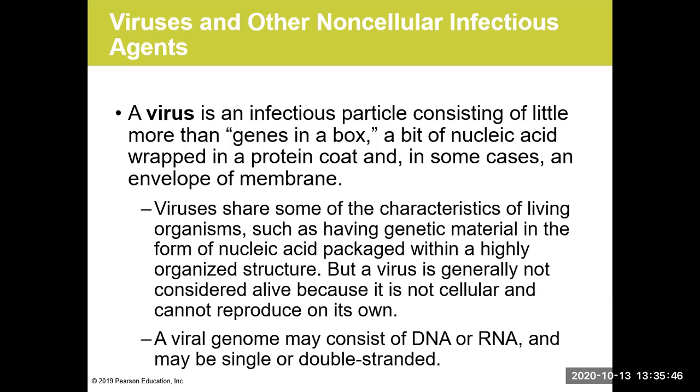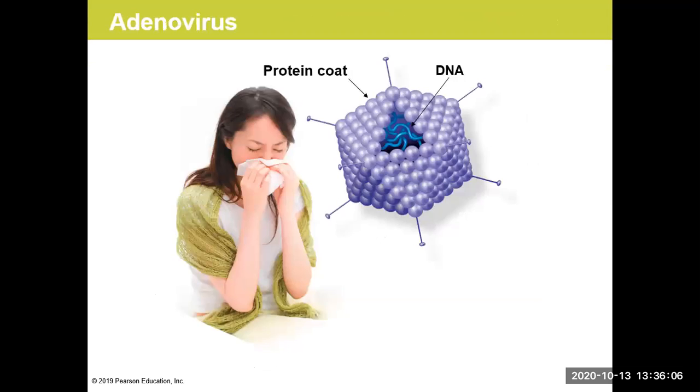So viruses are in the boundary line between living and non-living. They cannot be considered totally living because they do not have cells and they cannot reproduce on their own, but they do resemble living organisms in that they have genetic material in the form of nucleic acid. So as I said, the virus could have a DNA or an RNA. It could be single-stranded or it could be double-stranded. The figure here shows an adenovirus with the DNA in the core and then the protein coat outside.